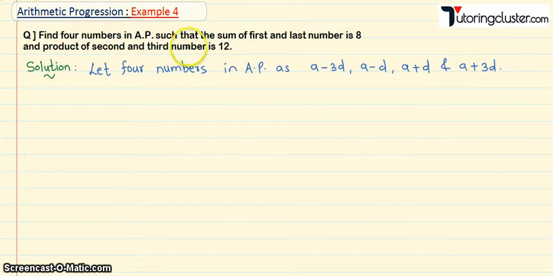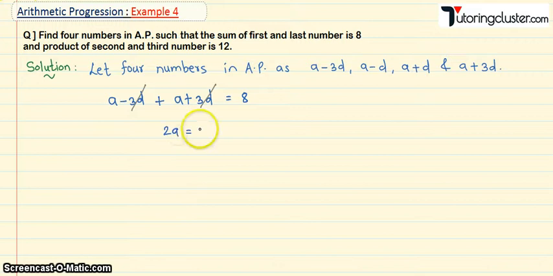Now, what is the first condition? Read the example. Find the four numbers in AP such that the sum of first and last number is 8 and the product of second and third number is 12. First condition: sum of first and last number. The first number is a minus 3d plus the last number a plus 3d, the summation is 8. So 3d and 3d get cancelled. So 2a is equal to 8. Therefore a is 8 upon 2, which is nothing but 4.